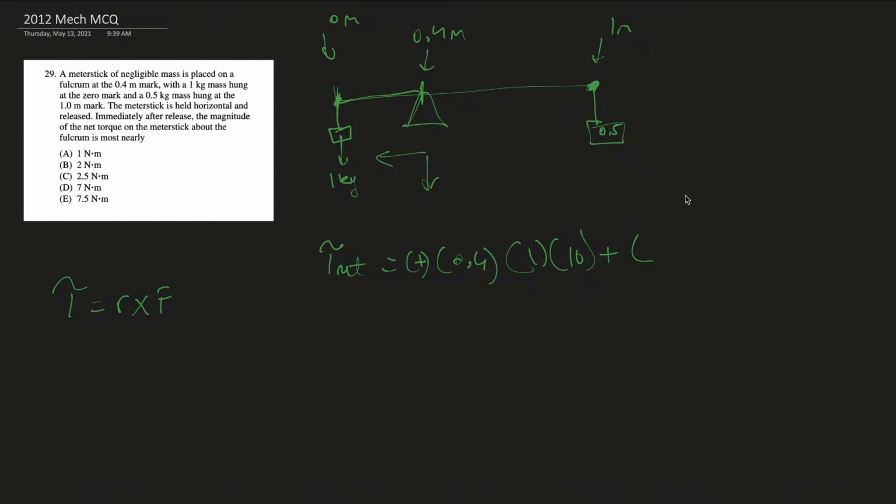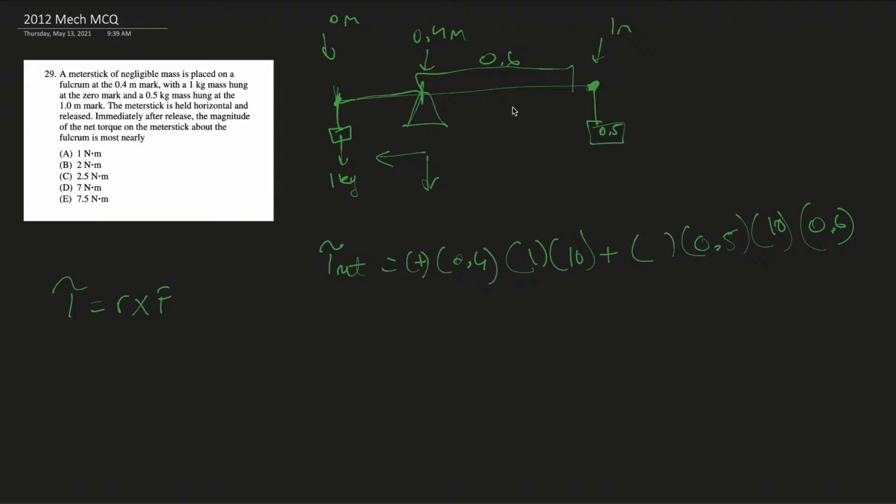this object's torque. I'll keep that blank for the sign, but this object's mass is 0.5, so the force it applies is 0.5 times 10, mg, at a distance from here to here of 0.6, because this is the 0.4 mark. If we just take 1 minus 0.4, that gives us 0.6.